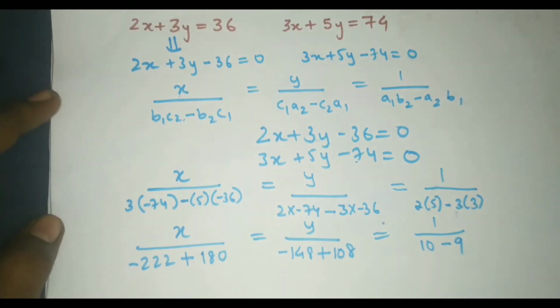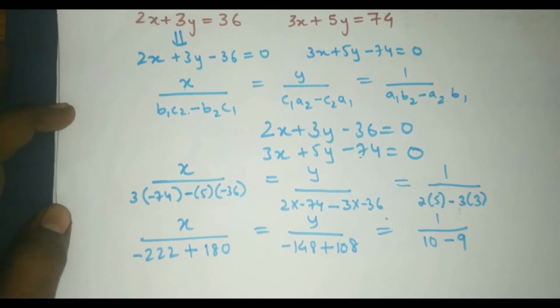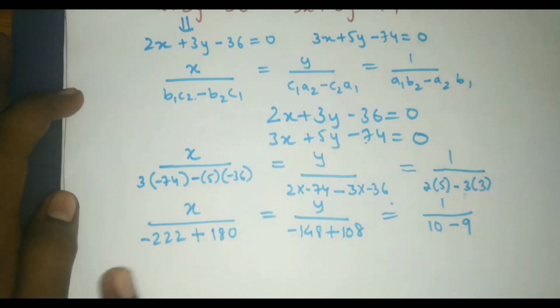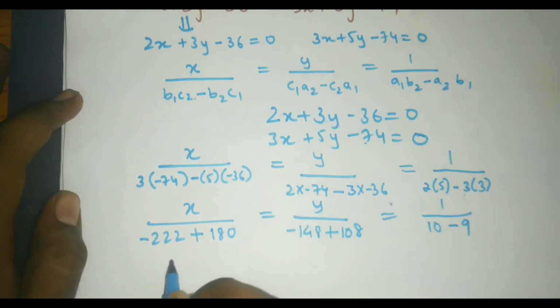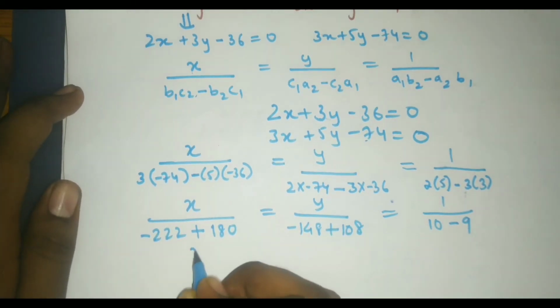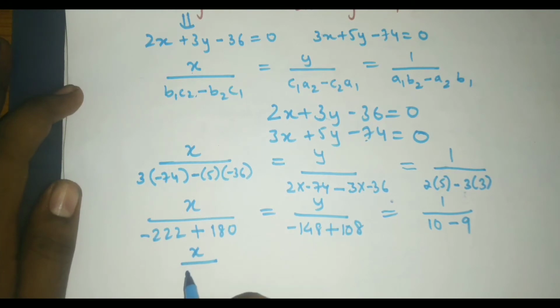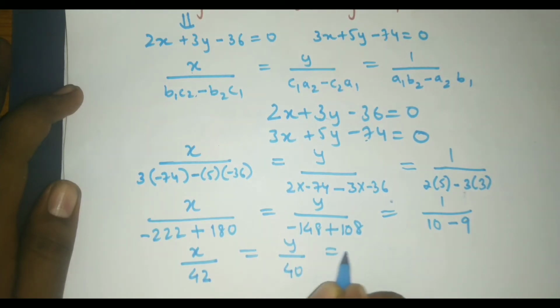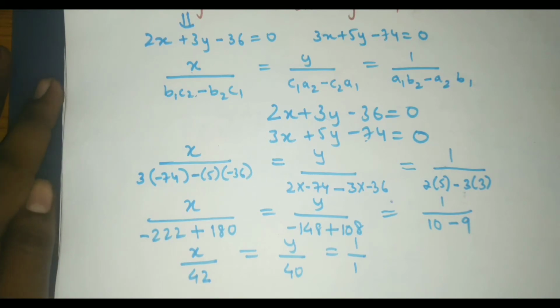Now again simplify. You simplify till the end, until you get one number only. So this will be x by 42, when you subtract you get 42. This will be y by 40, and this will be 1 by 1, since 10 minus 9 is 1. So simplify and keep it in this form.